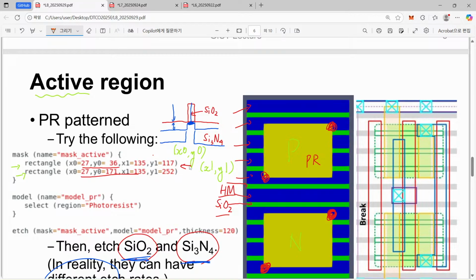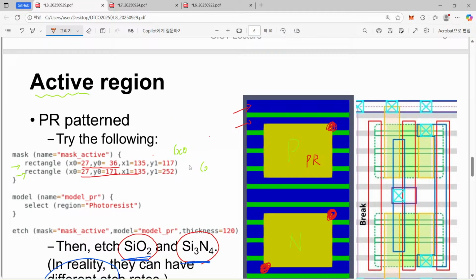So let me just explain the problem we can expect out of this remaining fin. Let's say that fins are remaining even for this part, not removed or not blocked. Then what will happen? Let's say that this will eventually be an inverter.